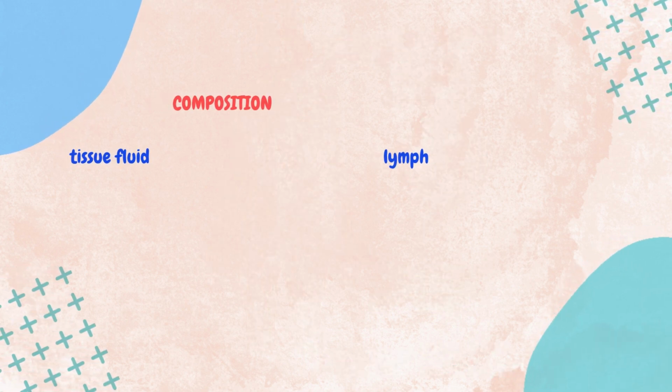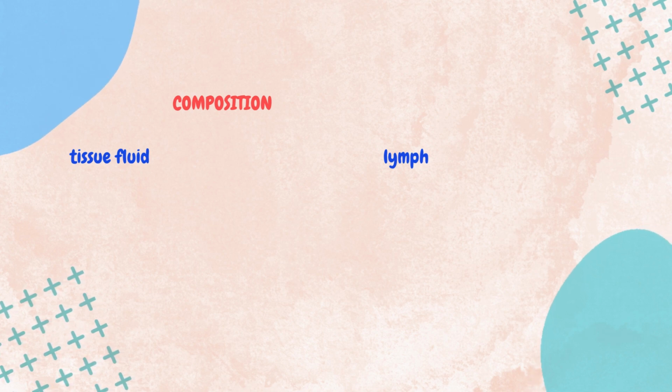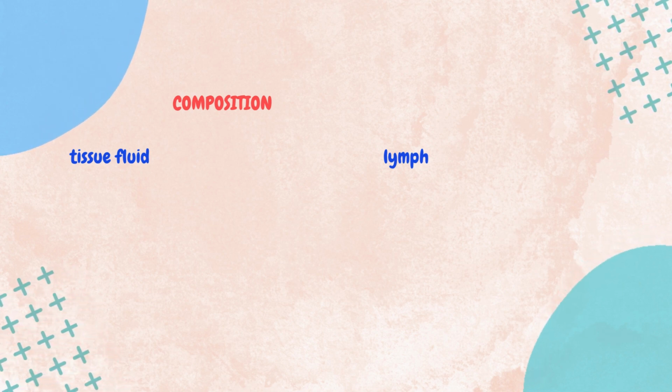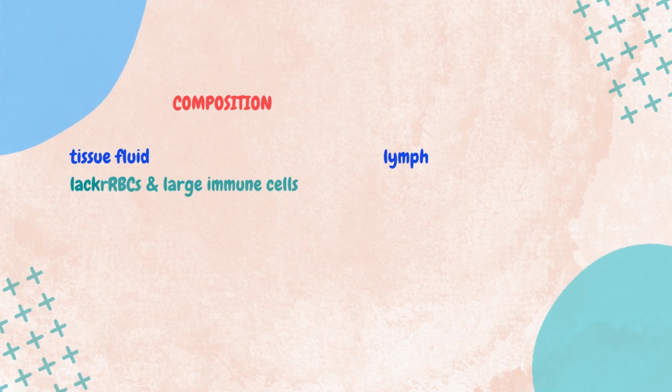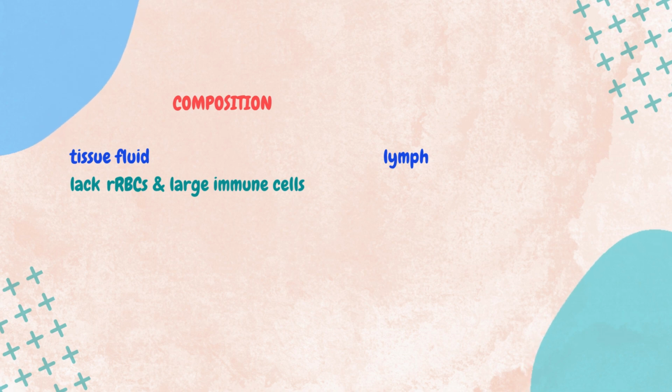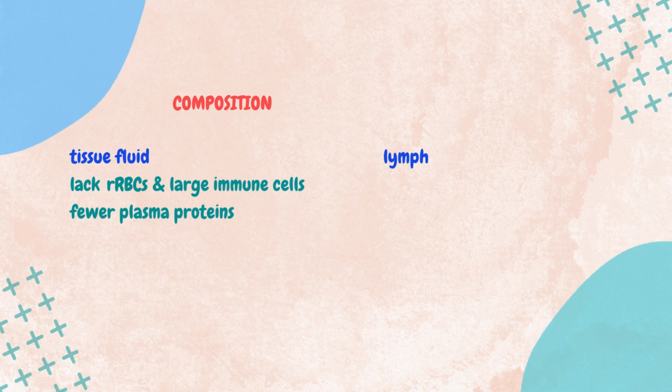Now, the composition of tissue fluid and lymph. Tissue fluid is similar to blood plasma, but there are important differences. Tissue fluid lacks most of the cells found in blood, such as red blood cells and large immune cells. It also has fewer plasma proteins because they are too large to pass through the capillary walls. The fluid is colorless due to the absence of red blood cells.